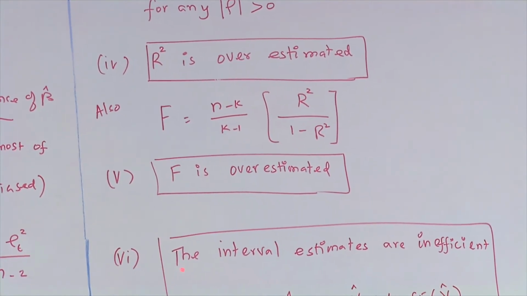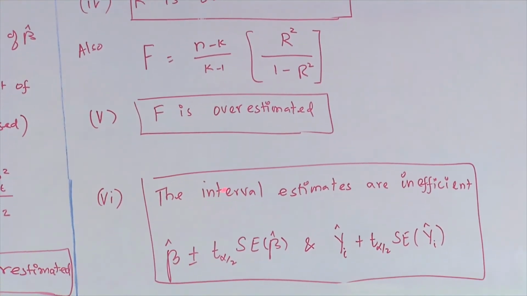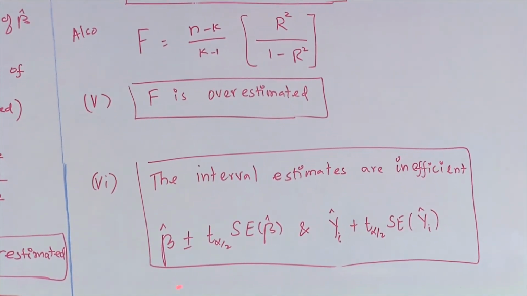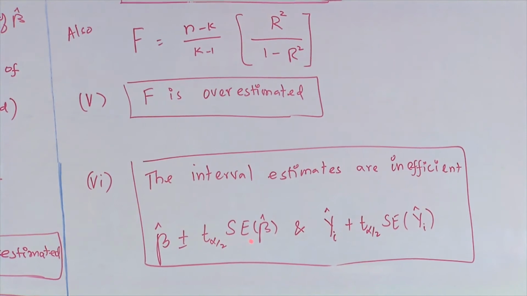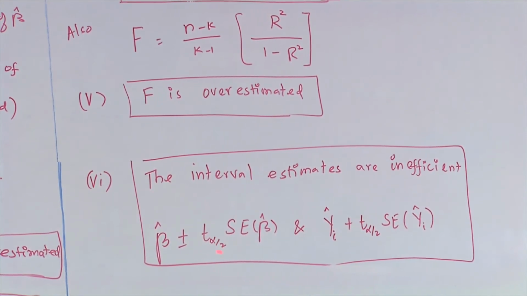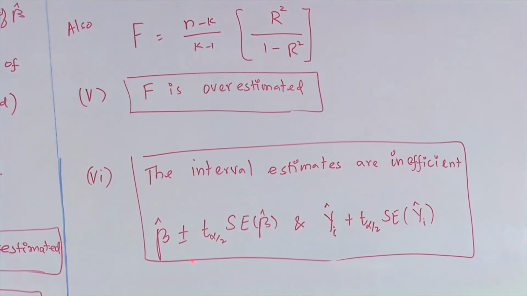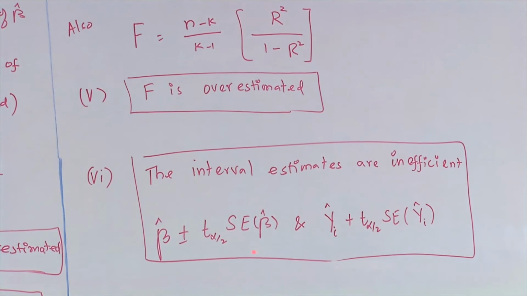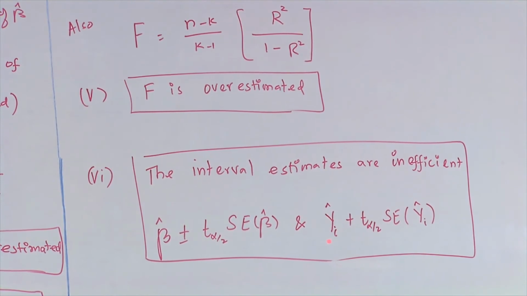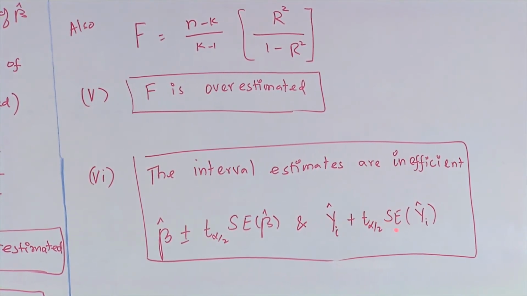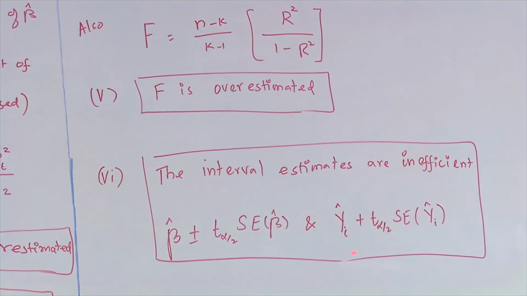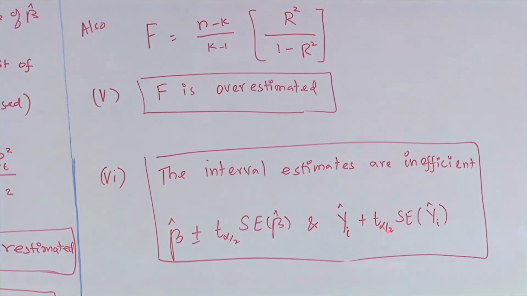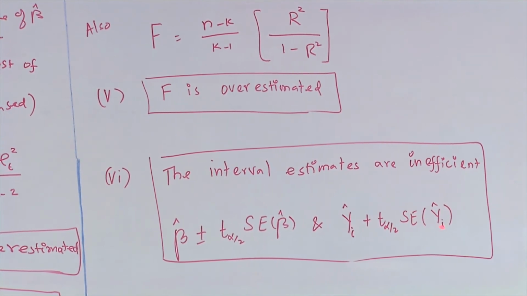And lastly, the interval estimates are also inefficient because this is how the interval estimates are defined: beta hat plus or minus t into standard error of beta hat. This defines the interval estimate for beta hat, and similarly we can have the forecasting for each of the values. The interval estimates for the forecasted values are defined as Y0 hat plus or minus t into standard error of Y0 hat. So both are overestimated. Actually, the intervals are stretched because of the overestimation of standard error.